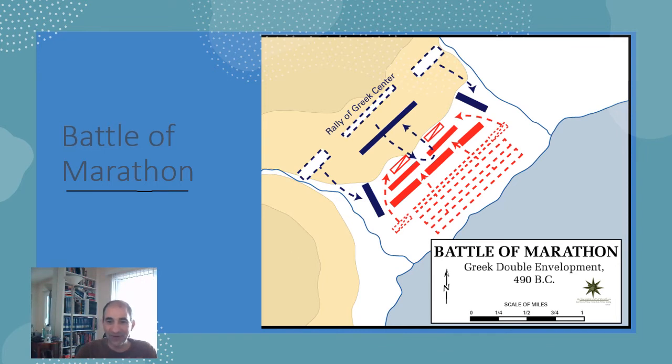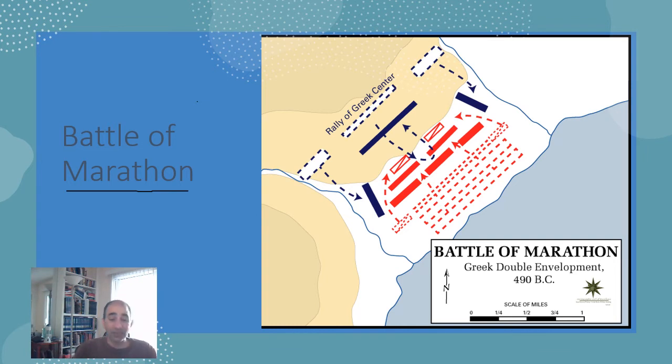Now, how far did he run from Marathon to Athens? 26.2 miles, the length of a marathon. And that's why a marathon is, well, a marathon, right? 26.2 miles. So there you go, another one of those little contributions.